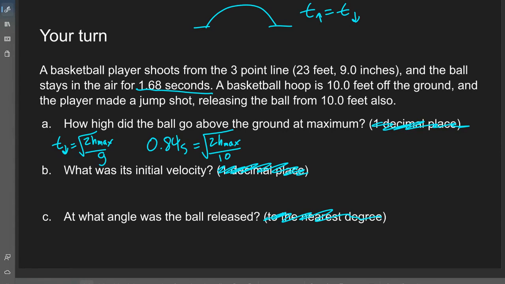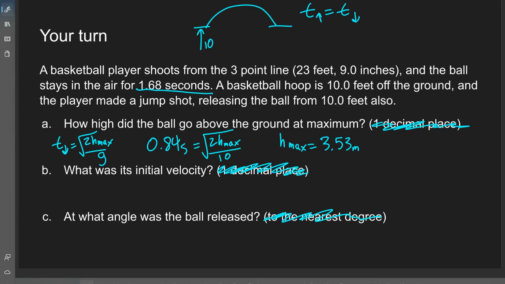All right, I'm going to pull out my actual calculator just so I don't have to continue doing this. I'll square both sides, so 0.84 squared, and then times 10 divided by 2. This tells us that our h max is equal to 3.53. Goodness sakes, 3.53 meters. All right, now remember that is plus the 10 feet.